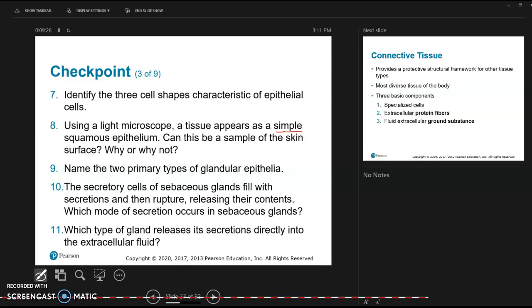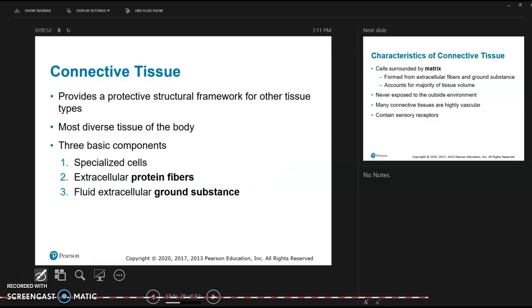Number 10, the secretory cells of sebaceous glands fill with secretions and then rupture, releasing their contents. Which mode of secretion occurs in sebaceous glands? That is a holocrine secretion. And number 11, which type of gland releases its secretions directly into the extracellular fluid, which could be blood or tissue fluid? That is endocrine.